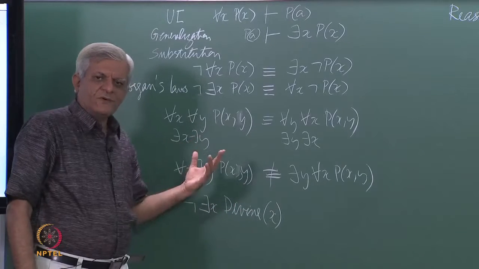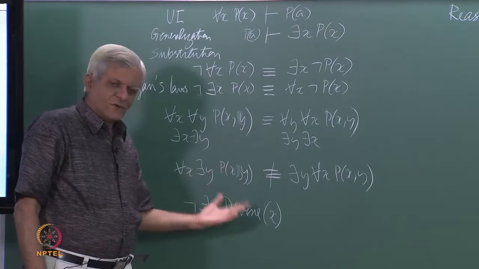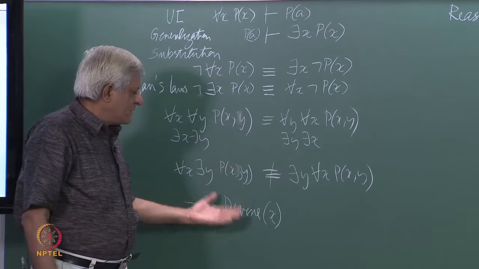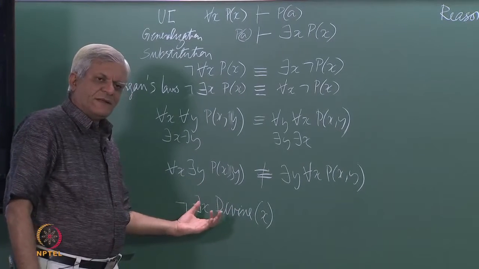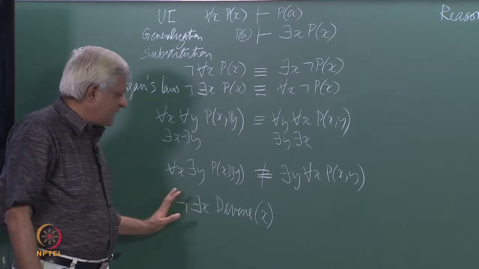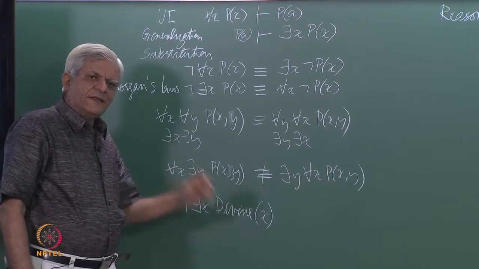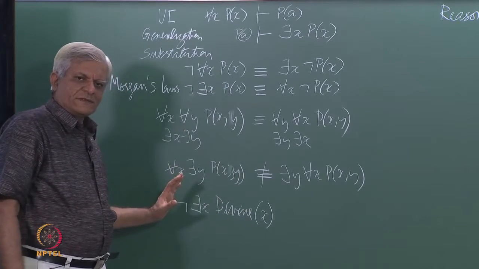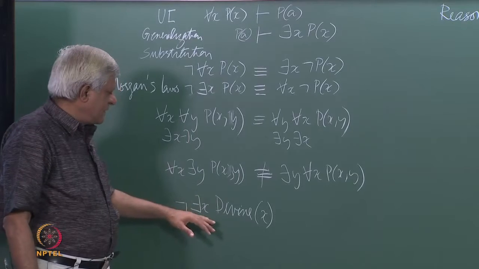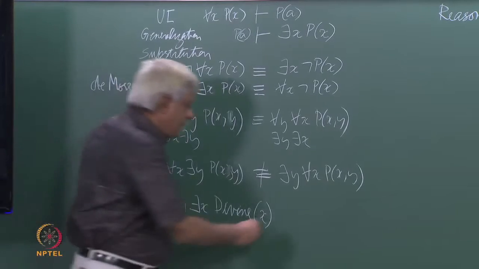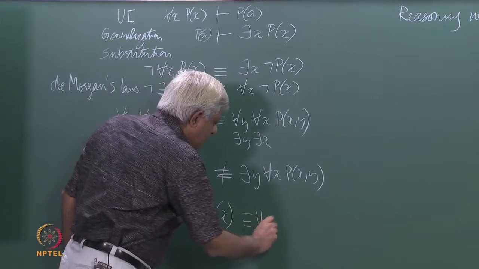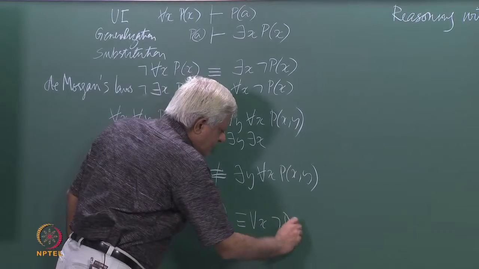So, your answer is right. The way to understand that is to push the negation sign as much inside as possible and then look at what is the outermost quantifier essentially. So, if you push the negation sign inside, it would become equivalent to saying that for all X, not divine X.